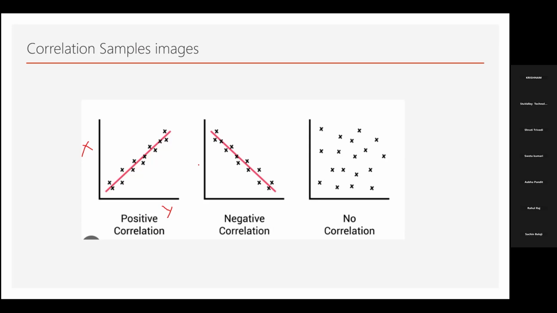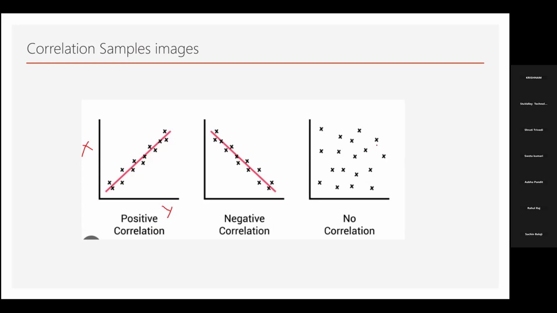So this is a graphical representation of correlation. If you draw two parameters on a graph in your Excel or maybe in Power BI, you will get a similar kind of representation. This representation is just for understanding.